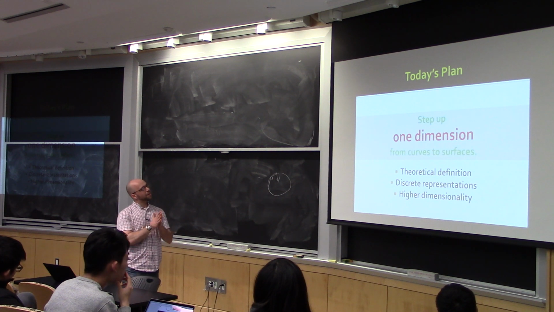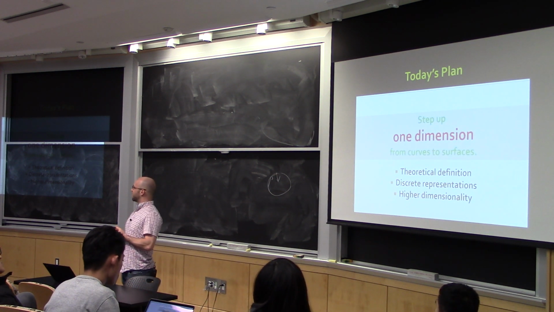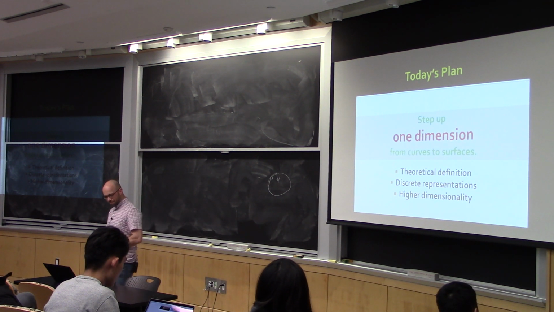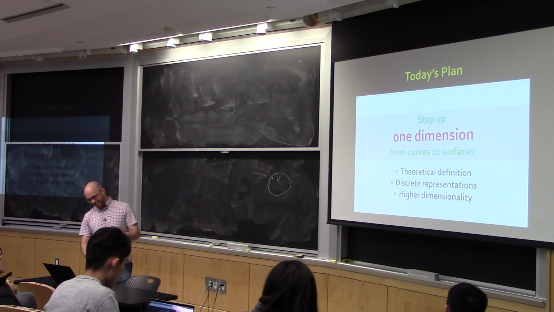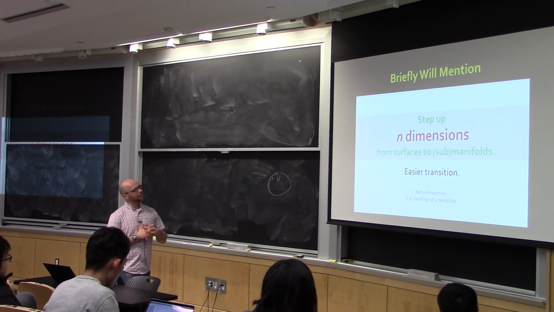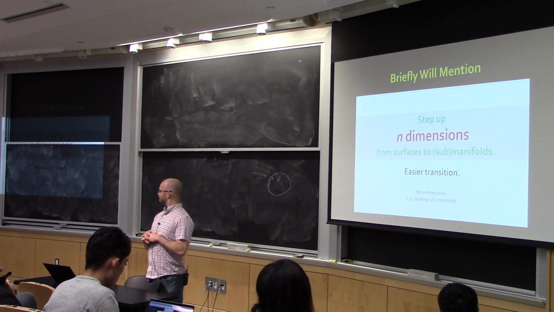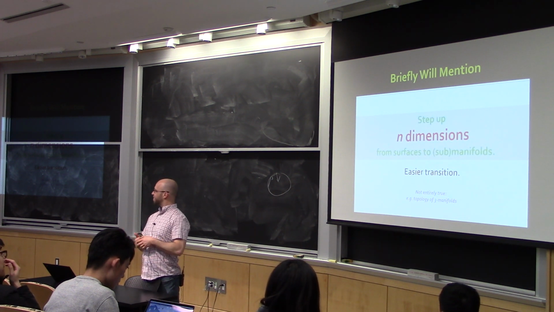So our basic plan here is to step up one dimension, from curves to surfaces. Curves are 2D objects, surfaces are in 3D, including how do you define a 2D surface sitting in 3D, should be careful. What does it mean to represent it discretely? And then finally, we're going to briefly mention the transition from 2 dimensions to n dimensions. This is the usual trick, right? You do it for k equals 1, k equals 2, and then everything just kind of works after that.